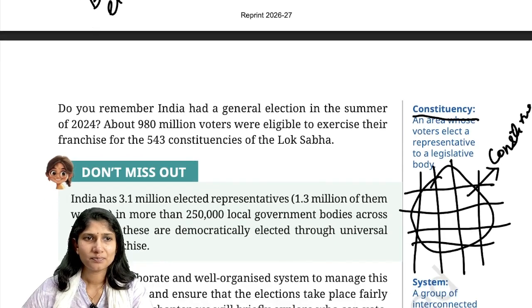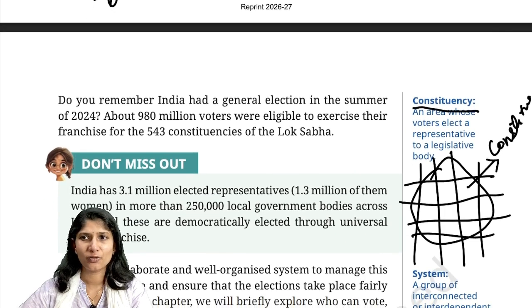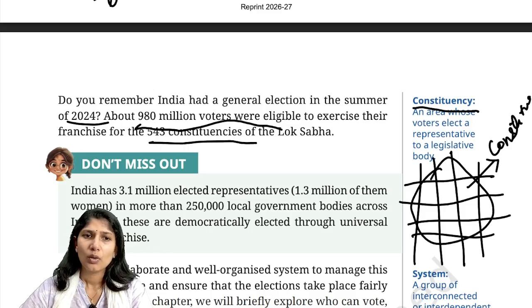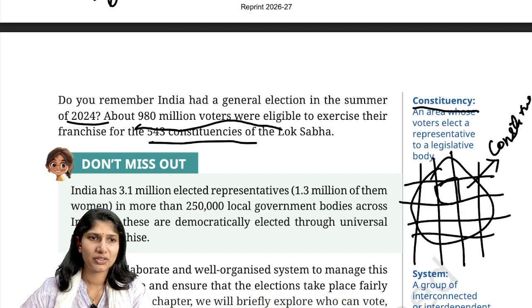Now, if you see, in the 2024 general elections, about 980 million voters were eligible to cast their vote for 543 constituencies. What is a constituency? I'm going to divide the country into various imaginary blocks, 543 pieces, and each of these blocks is called a constituency. From each one of these blocks, I will elect a representative.